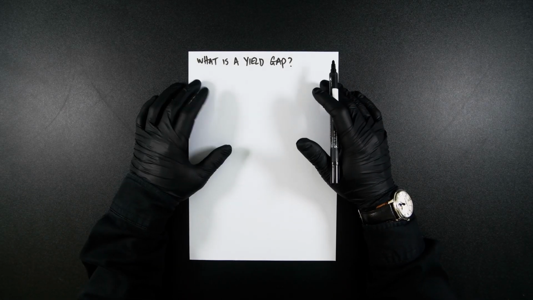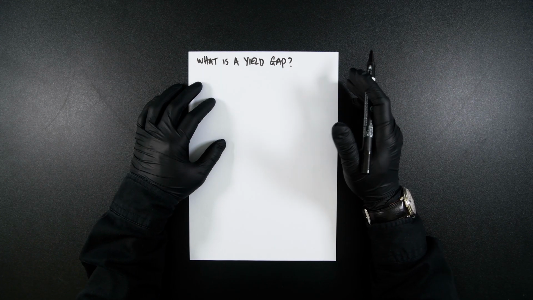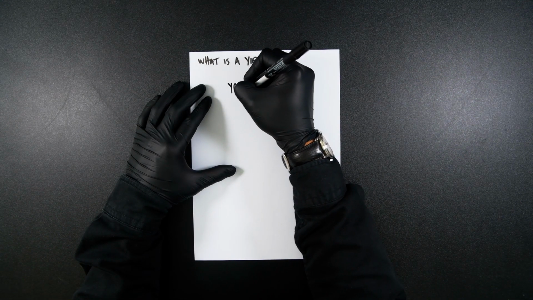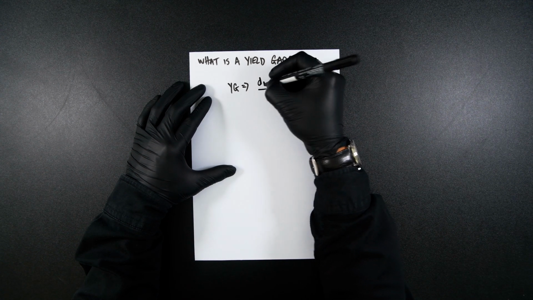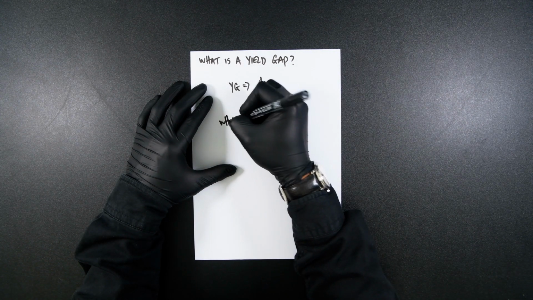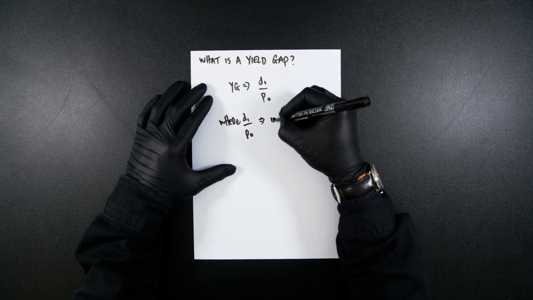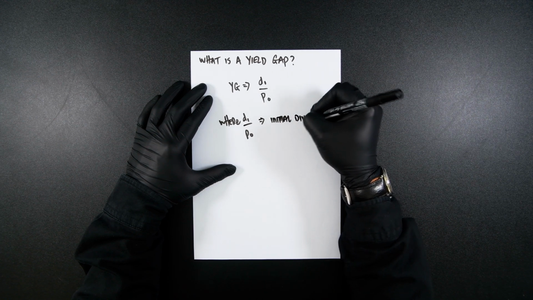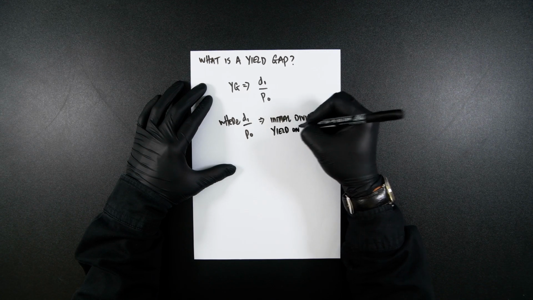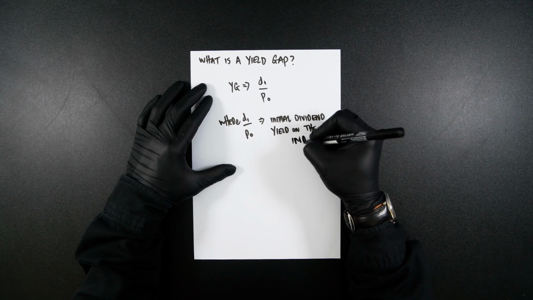The yield gap is the difference between the yield on a government bond, which is considered safe, and the dividend yield on stocks, which is considered a riskier investment. So that means the yield gap would be D1 over P0, where D1 over P0 is the initial dividend yield on the equity index.